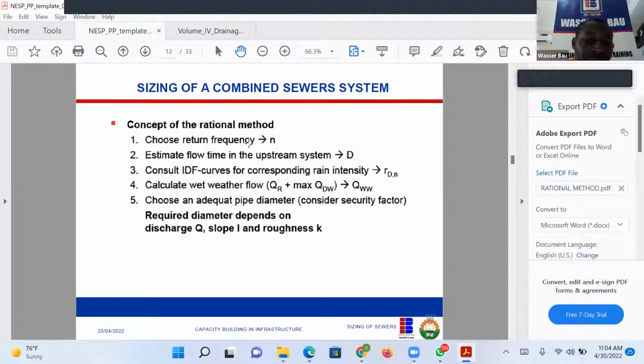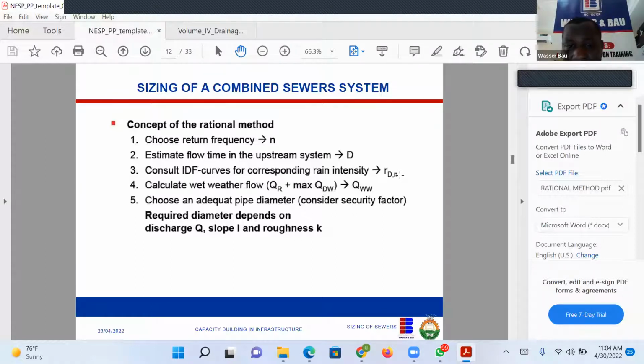Then the next thing, you consult your IDF. If you consult your IDF, since you know the frequency, you know the duration, and you know the city, of course, you can now read off your rainfall. Then that is for the storm.